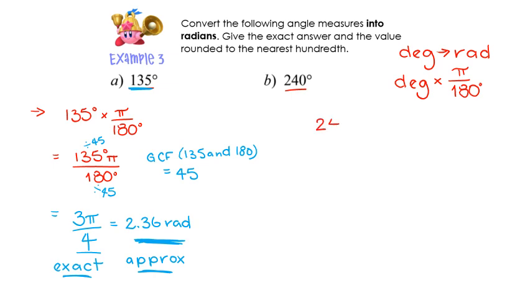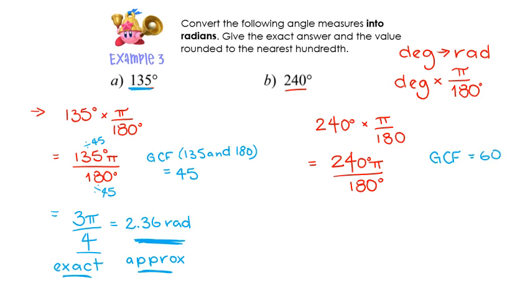So I'll start with my angle of 240, multiply it by that ratio of pi over 180, and then I'm going to end up getting 240 degrees times pi over 180. And we're going to do the same thing. We want to reduce this to lowest terms. So I'm going to find a GCF between 240 and 180. And in this case, they're both divisible by 60. So I'm going to divide 240 by 60, divide 180 by 60, which would reduce it to lowest terms, giving me 4 pi over 3. So that's going to be our exact answer.